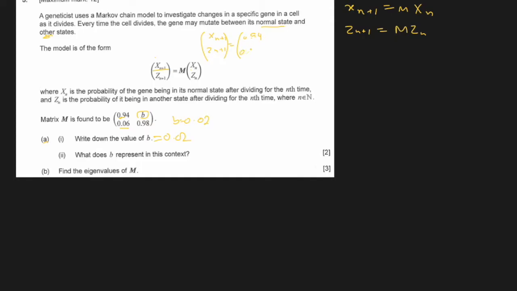0.94, 0.06, 0.02 and 0.98, xn and zn. Now, what does b represent? So when we multiply this, b is this one, right, with this, the equation becomes for xn plus 1. So that means this is the one we are talking about. So the next state is equal to 0.94 times the previous state xn probability plus 0.02 zn.